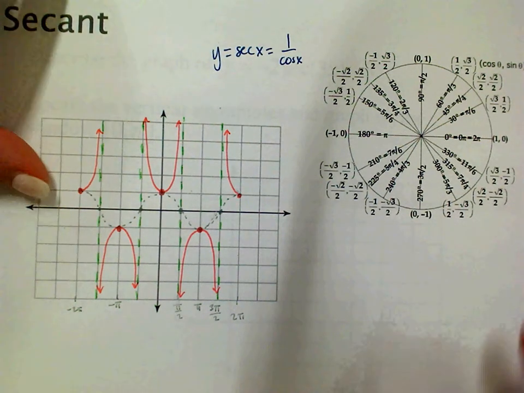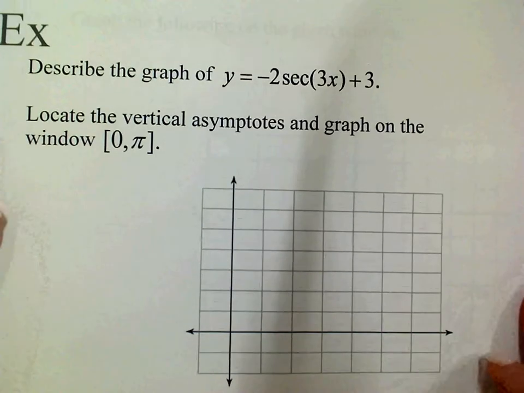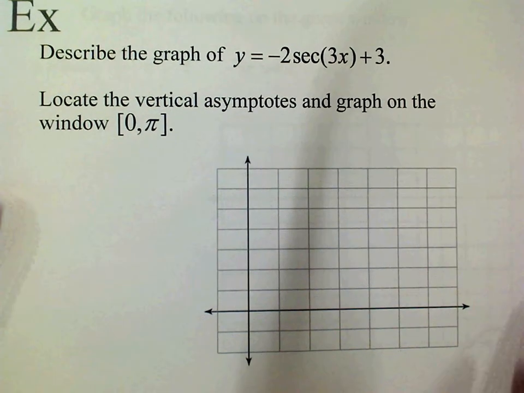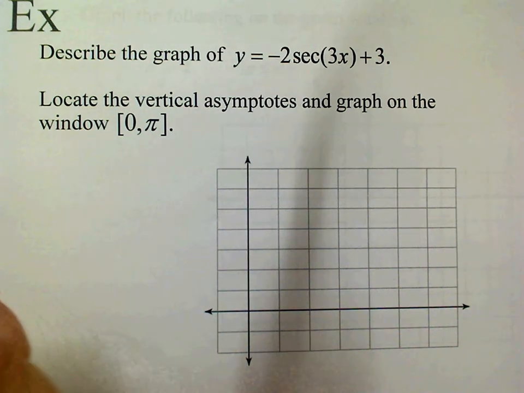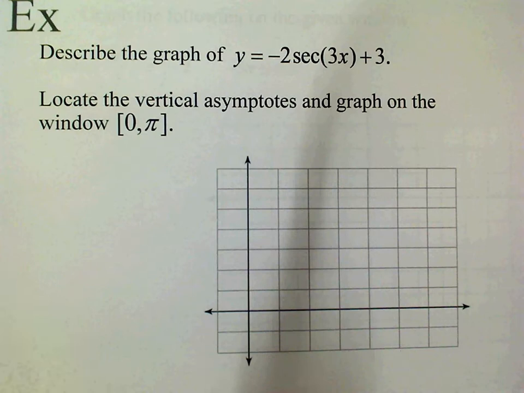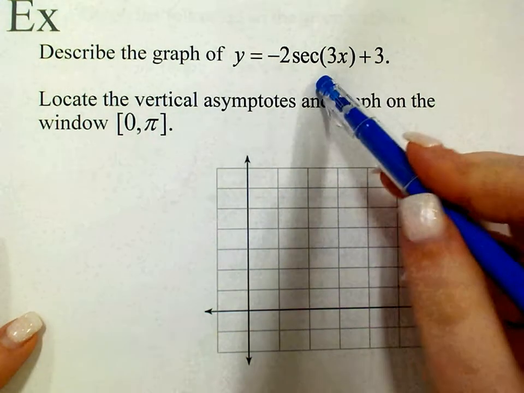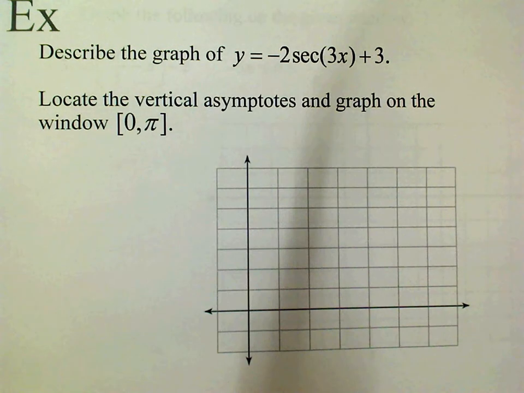Okay, so let's actually graph a few. Describe the graph of y equals negative 2 secant of 3x plus 3. Locate the vertical asymptotes and graph on the window 0 to pi. Before you label the fourth tick mark as pi, you want to assess your period before you decide that's what you want to do.